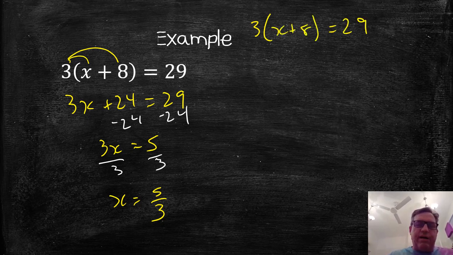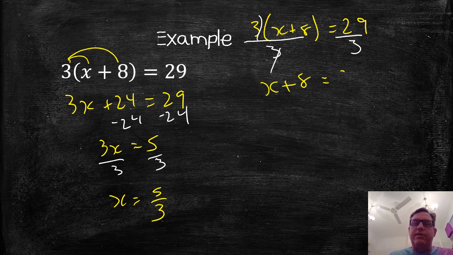What if I want to divide by 3 first? Well, 3 divided by 3 is 1, so on the left side I just have x plus 8. On the right side I have 29 over 3. So I need to take away 8. X equals, now I have to work out what 29 over 3 minus 8 is.